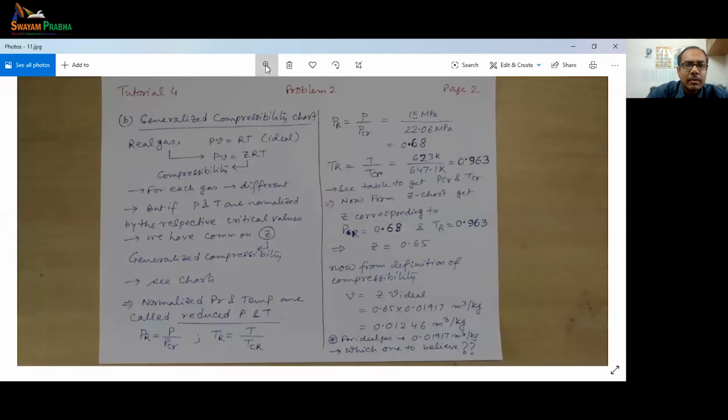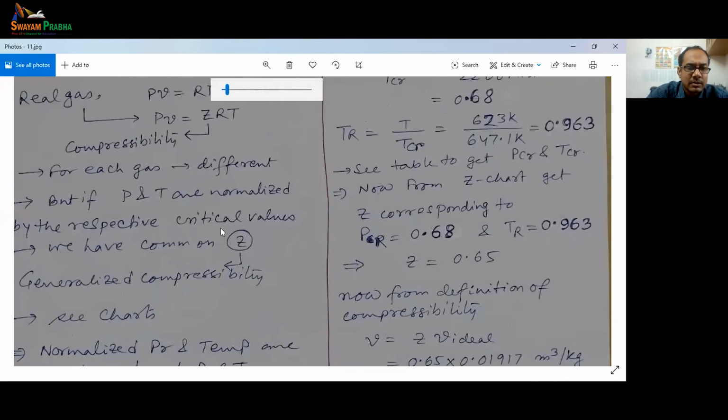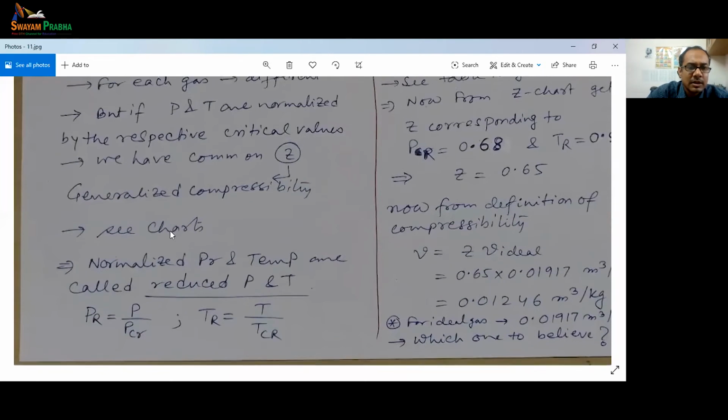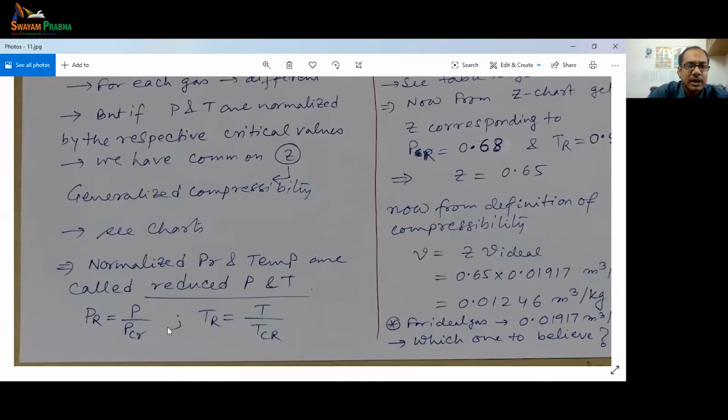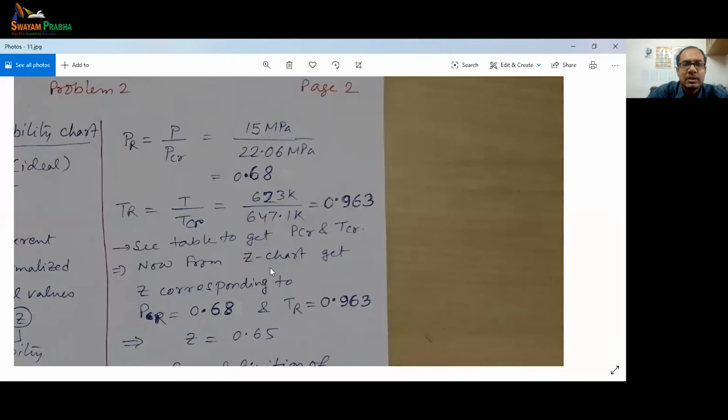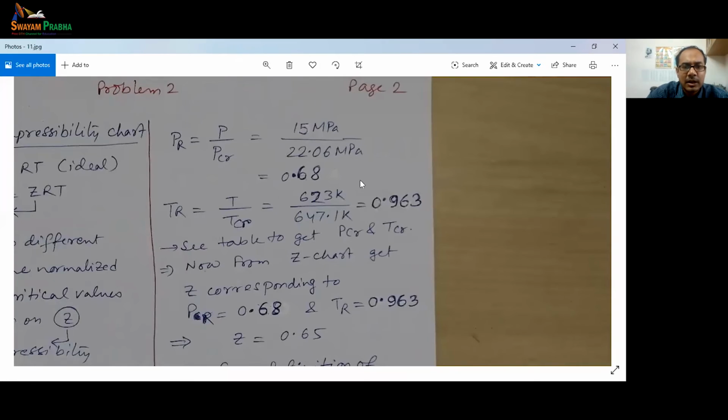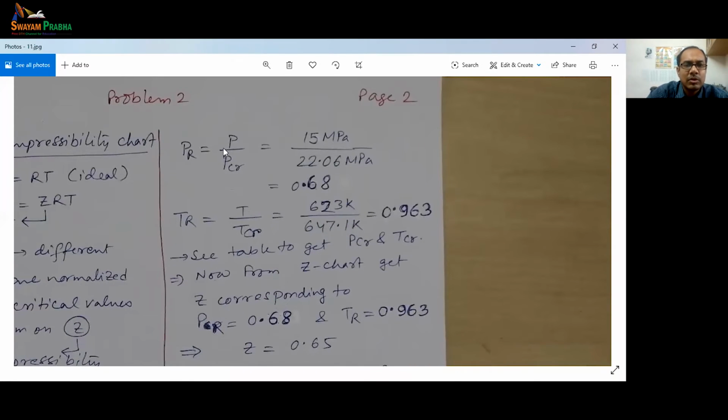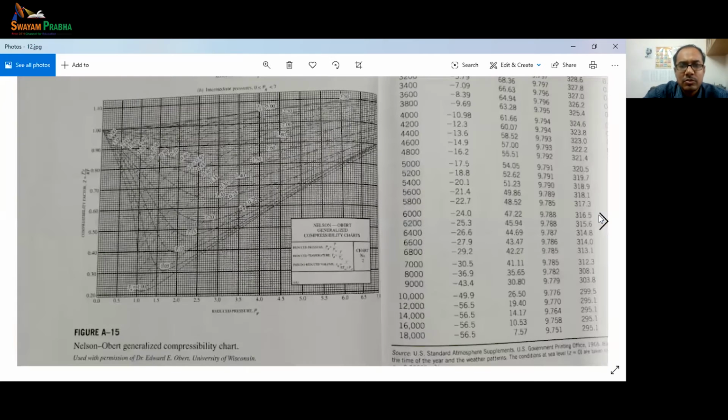Now let me zoom again. So we have seen the charts. Now this normalized pressure and temperature are called the reduced pressure and temperature. How do you reduce them? By dividing by the critical pressure of that gas and the critical temperature of that gas. For this particular problem, it is superheated water vapor, so the critical pressure is 22.06 MPa. This we can obtain from a chart. Let me quickly show this to you.